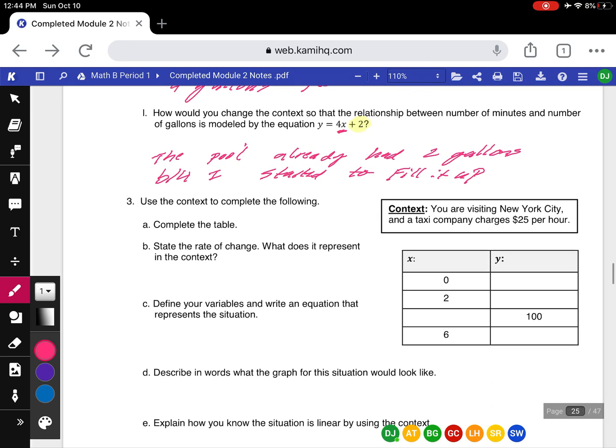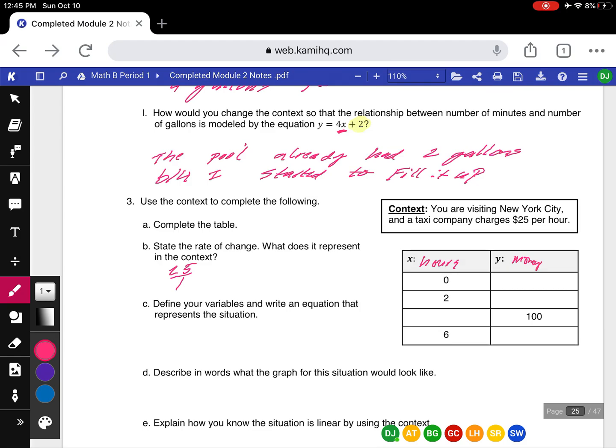Okay, next one. Now it's saying you are visiting New York City and a taxi company charges you $25 per hour. So wherever you go, the taxi company is just going to charge you $25 per hour. It says state the rate of change and what does it represent in this context? Well, all I know is that it charges $25 per 1 hour. So that means that X is time, so we're going to have hours. And Y is going to represent the total amount of money we're going to spend. So that's the money.